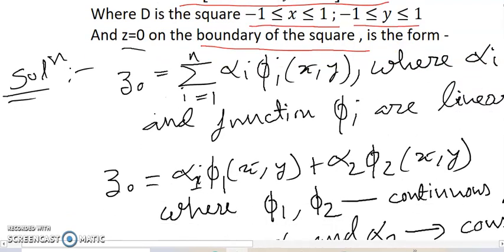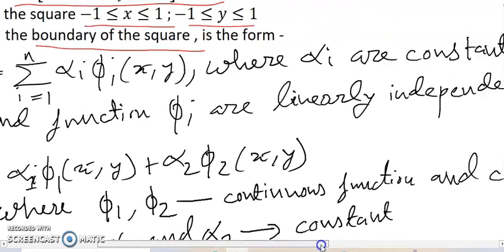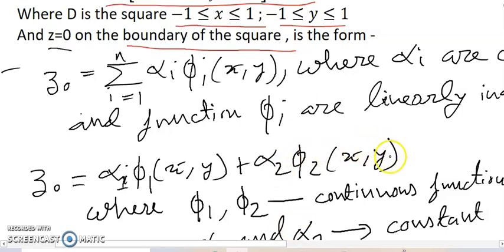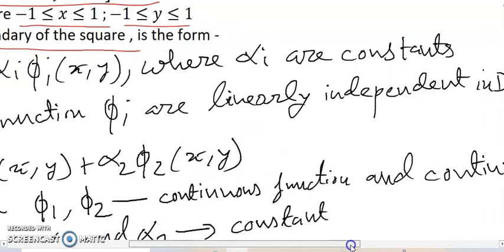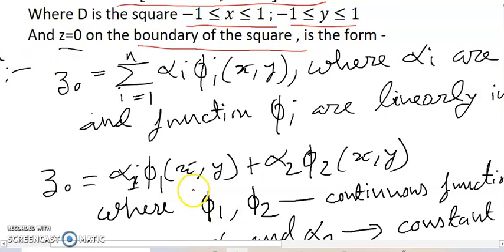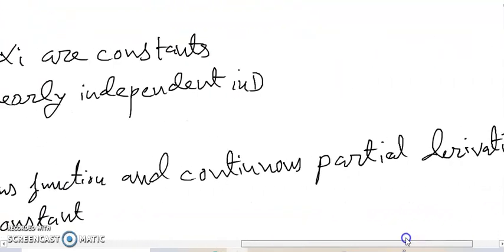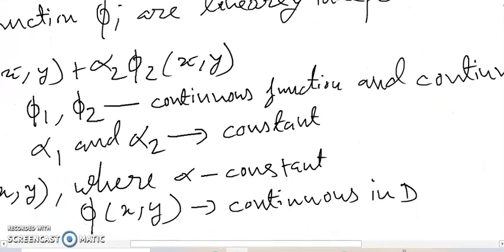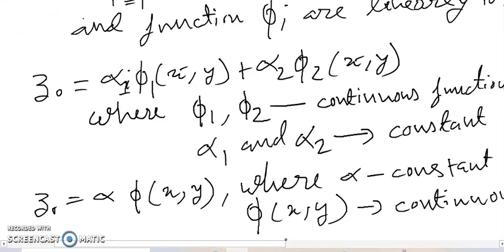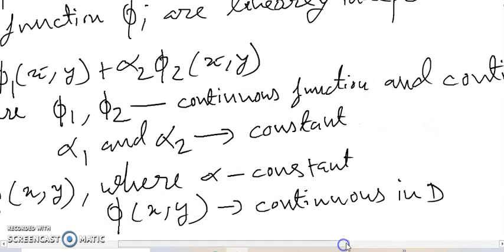We need to know some theory: z0 = sum from i = 1 to n of alpha_i phi_i(x, y), where the alpha_i are constants and the phi_i are linearly independent in D. For example, z0 = alpha_1 phi_1(x, y) + alpha_2 phi_2(x, y), where phi_1 and phi_2 are continuous functions with continuous partial derivatives, and alpha_1 and alpha_2 are constants. Another thing to remember: z0 = alpha phi(x, y), where alpha is a constant and phi(x, y) is continuous in D.